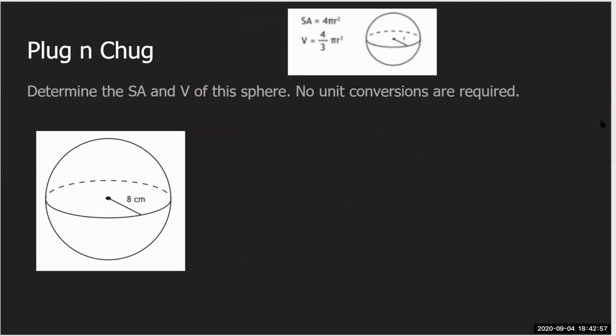Surface area is equal to 4 pi r squared. In this case, we really only need one unit, which is the radius, which is r. R in this case is equal to 8, so we just plug it in. 4 times pi times 8 squared, which is 804.24 and a bunch of decimals. So we're going to round that up to the nearest hundredth, which would be 804.25, and finally add our units, which would be centimeters squared.